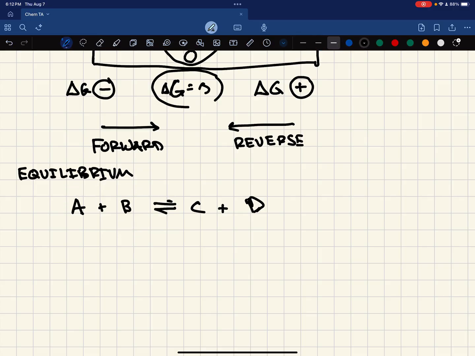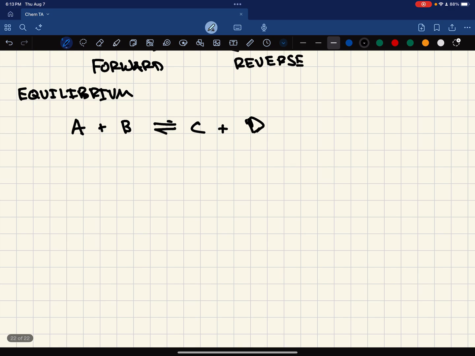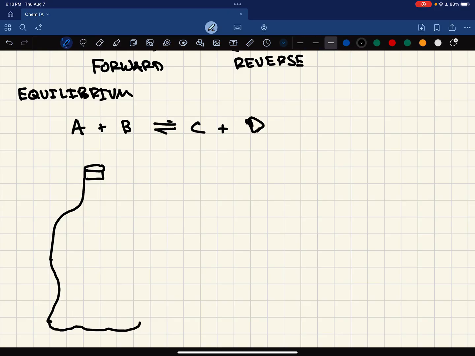So let me just try to reinforce this and help you understand. Think about a soda bottle, okay? Do my best to draw this here. They look more like this. Okay. Oh gosh, sorry. There we go. Not too bad.